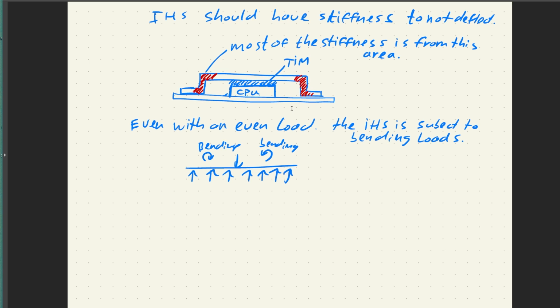Having the CPU be rectangular, which means that the distance here is longer, also means that you are going to have more bending. Even if the force is the same, because it's further away from the clamping point, it's going to have more bending and more deformation.